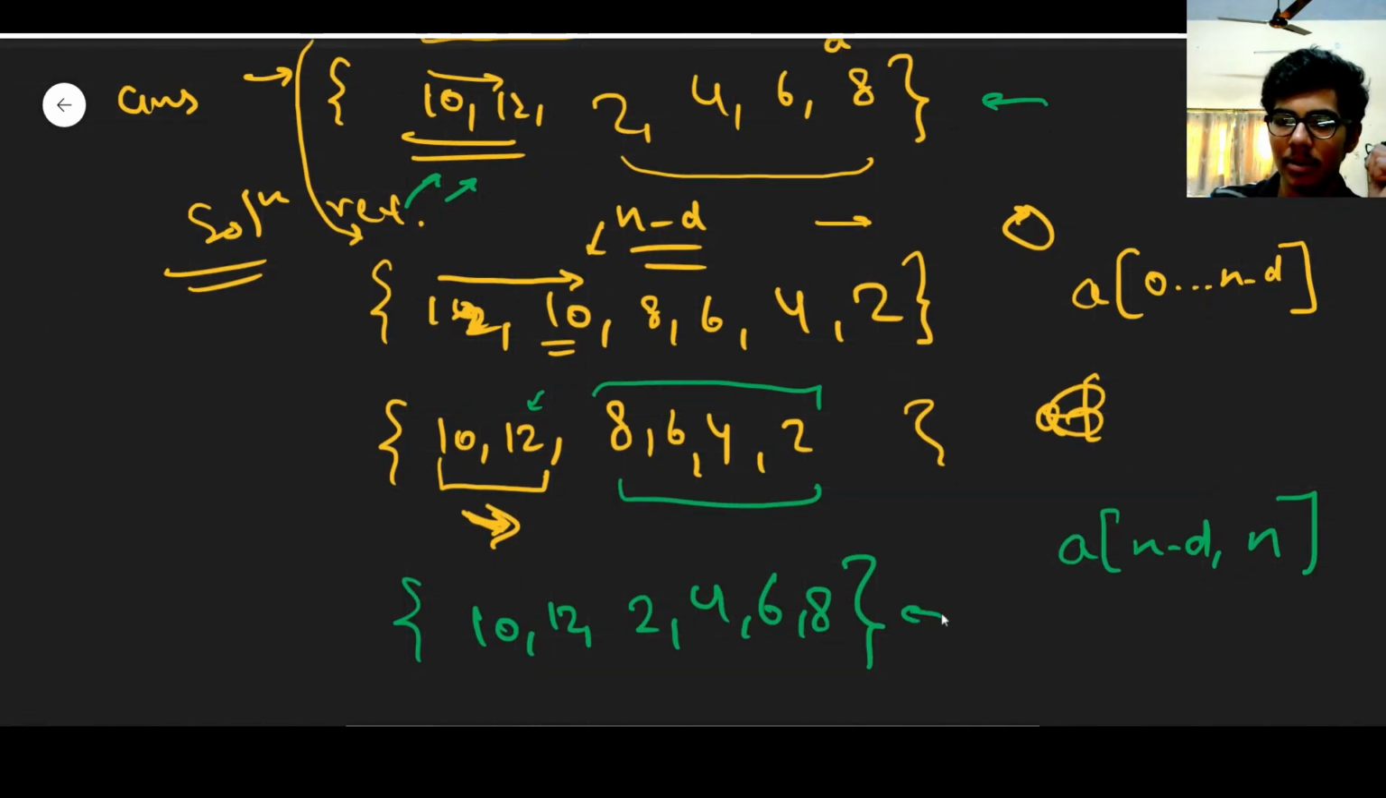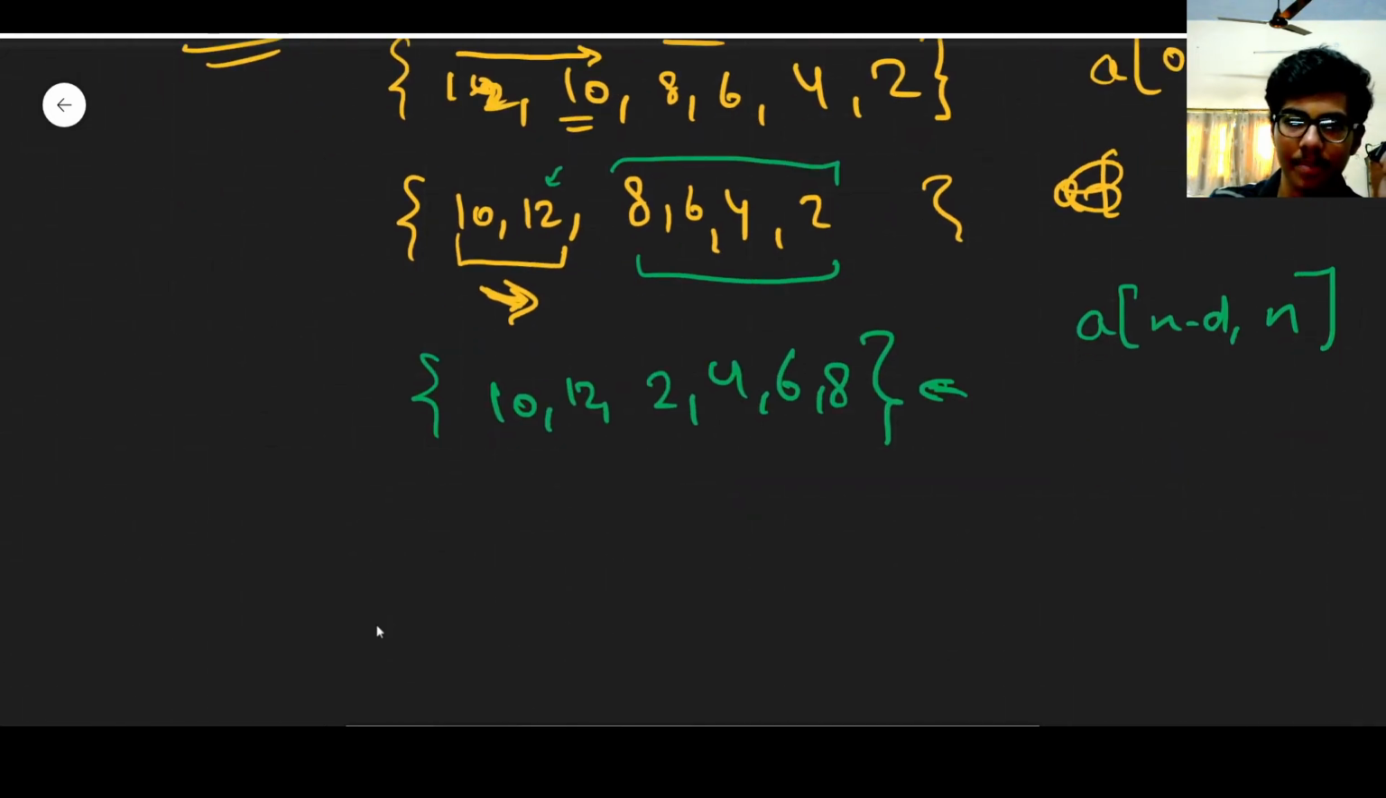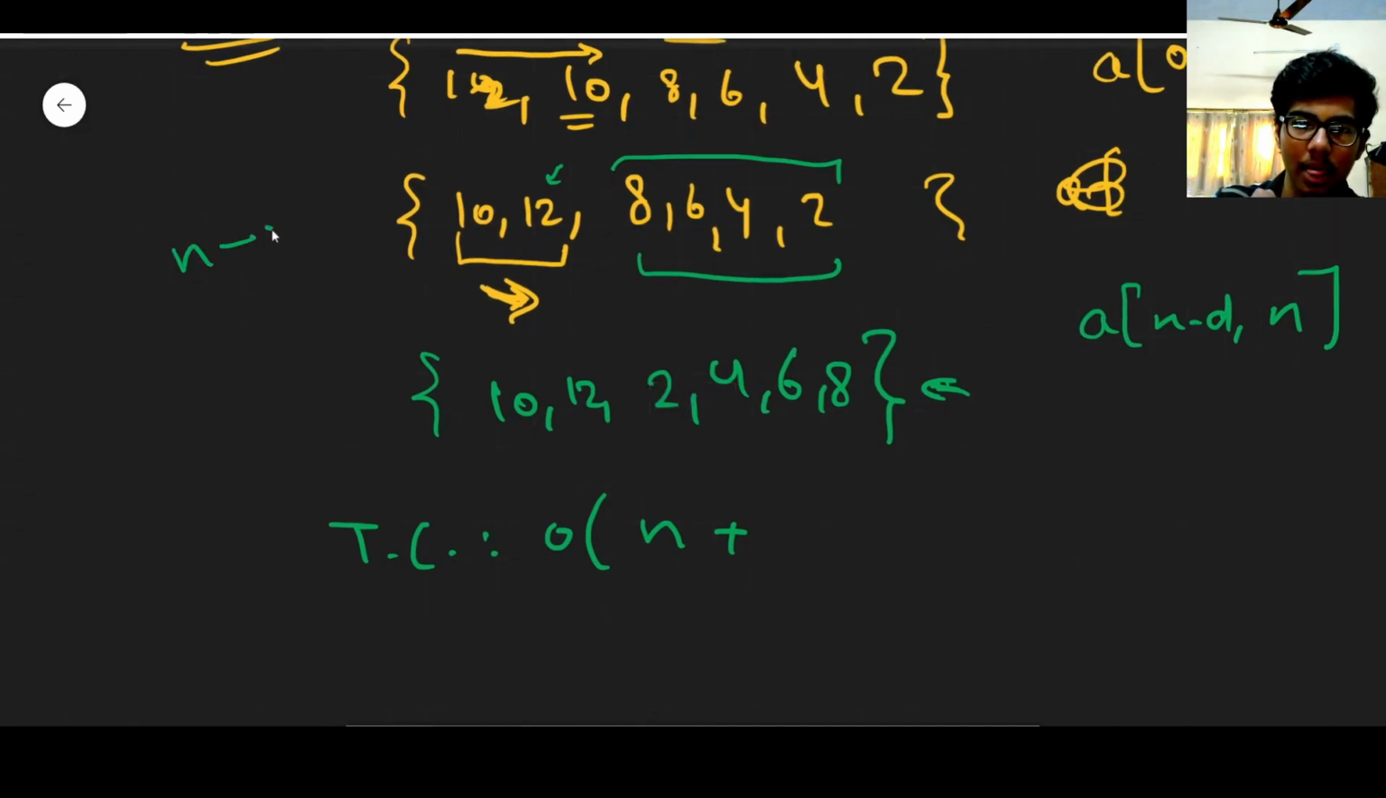And this is the answer coming out. The time complexity for reversing: first we reverse the whole array, which takes n. Then we reverse the n minus d terms, from 0 to n minus d, which we were changing. So n minus d should be here.